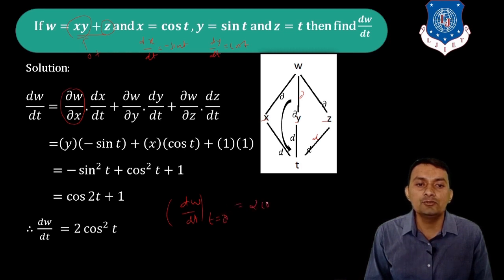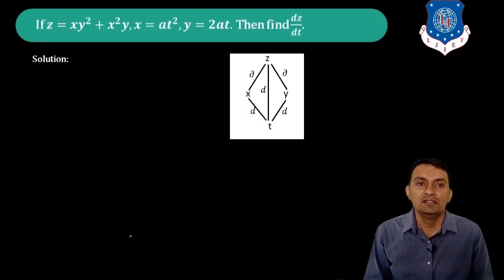So we can say 2 cos square 0, but cos 0 is nothing but 1, so what we are going to get? Only 2. So this is our final, but according to the question, we need to determine dw by dt, and that is what we have. Now let us consider this question again that you can do. I'm not going to focus on details.